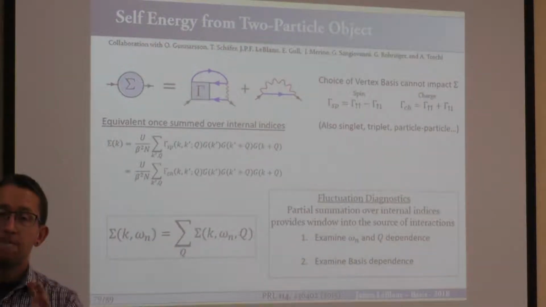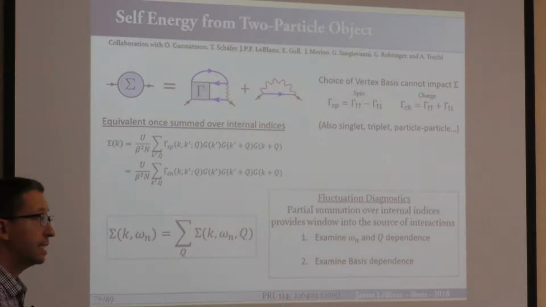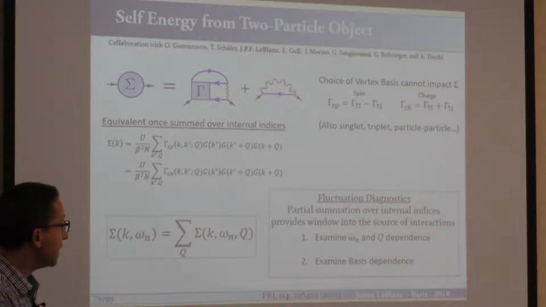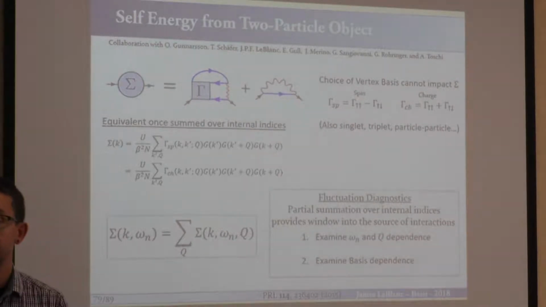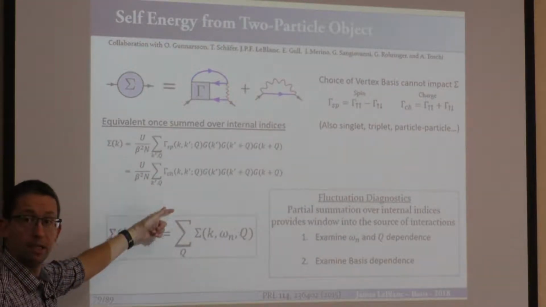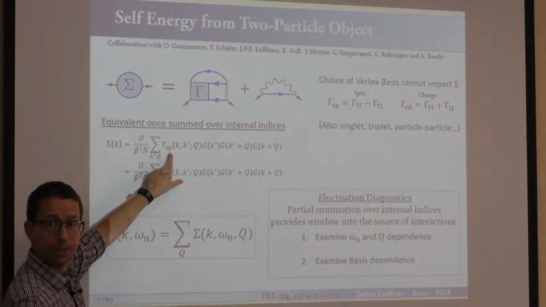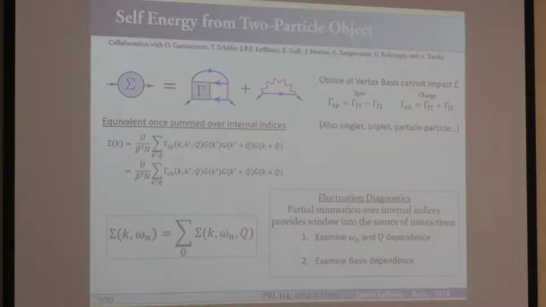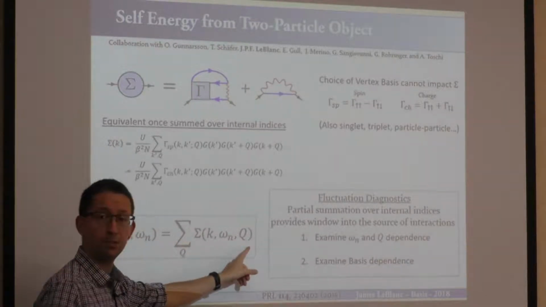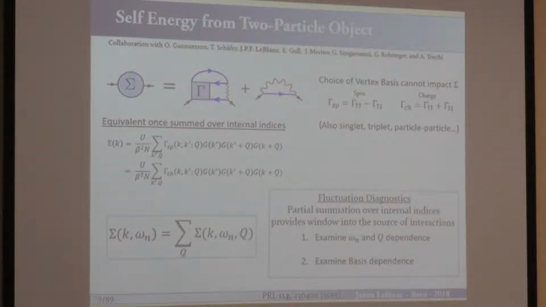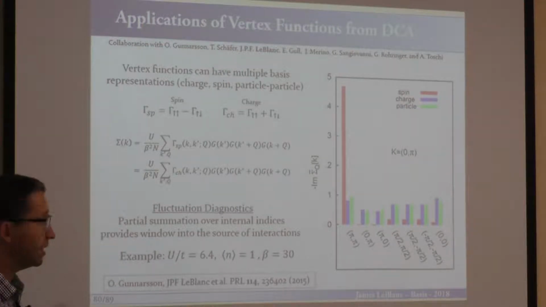Okay? But more importantly, it gives us the ability to examine the basis dependence. And the reason for that is I have the same summation formula where I represent my vertex as a spin vertex or a charge vertex or a particle-particle vertex, and I have to get the same result for the self-energy. I do not have to get the same result for this partially summed object. Okay? Is that clear? So we go ahead and we do that.